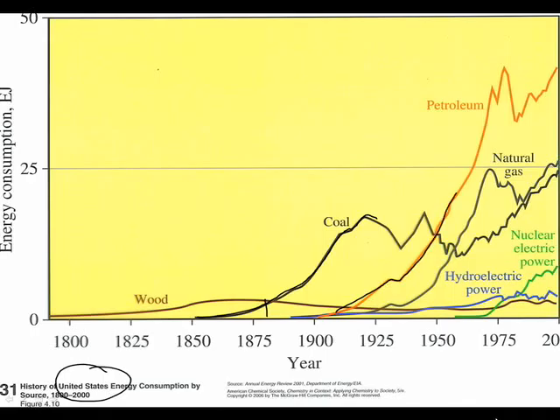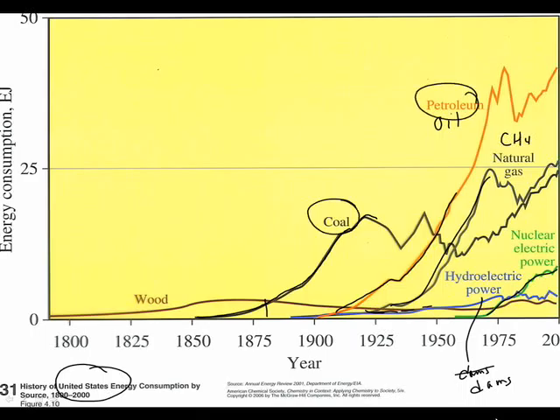Then we see the rise of petroleum. This is just oil. Natural gas. This is methane. Oh my, and then here comes nuclear power. And starting in the Great Depression and beyond, they really started building dams and harnessing water power. But today, our major sources of energy are these three, and they are all fossil fuels.